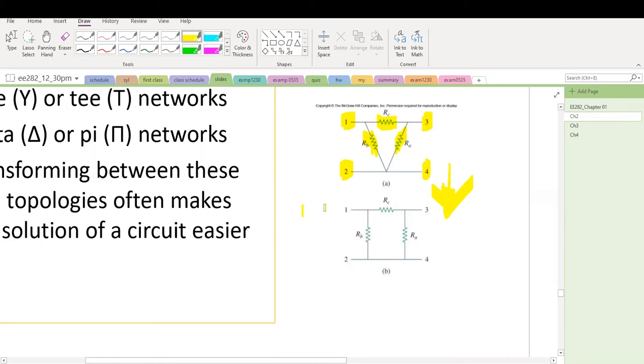This is a pi connection, and this is a delta connection. We can draw RB and RC in this structure. This one is the same as here. This is a delta connection or pi connection, and it can be converted into a Y connection or T connection. So let's talk about Y and T.